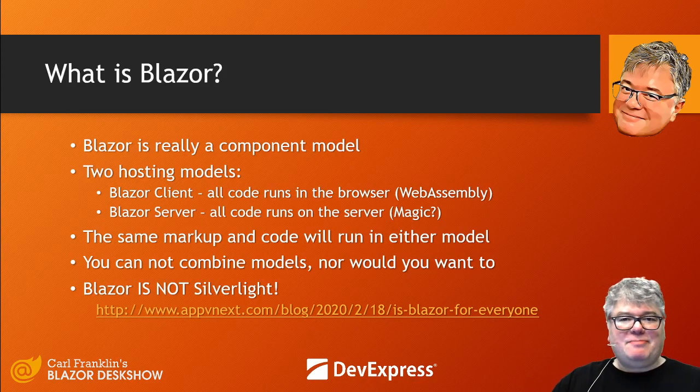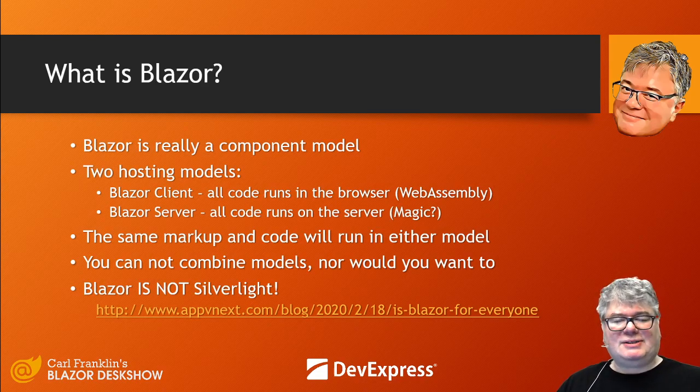So getting back to the component model, this component model, the markup in code, is really, really elegant. And you'll see as we start getting into it just how beautiful it is and how much you're going to want to write code for it. The thing is that same markup in code can either run in a server-hosted model or in the browser. So there's really two hosting models for Blazor.